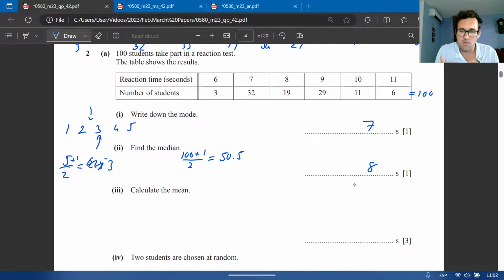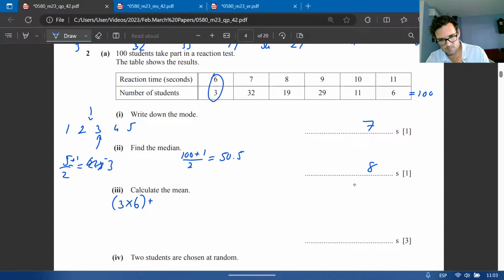No, it's not going to help just to add 6 plus 7 plus 8 plus 9 plus 10, 11 because they represent more than people. This 6 represents 3 6s. So what we need to do is we take the first 3 people and add up all their 6 seconds. So together they had a reaction time of 18 seconds.